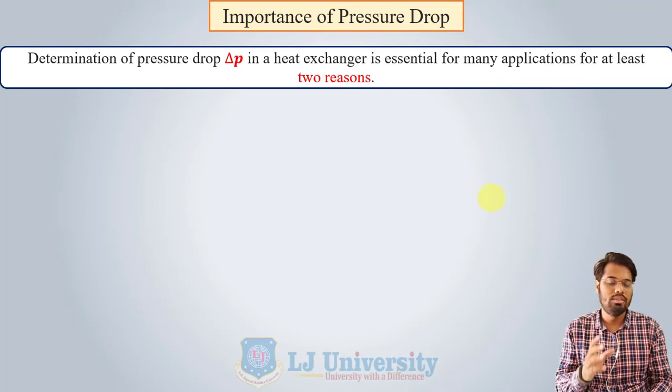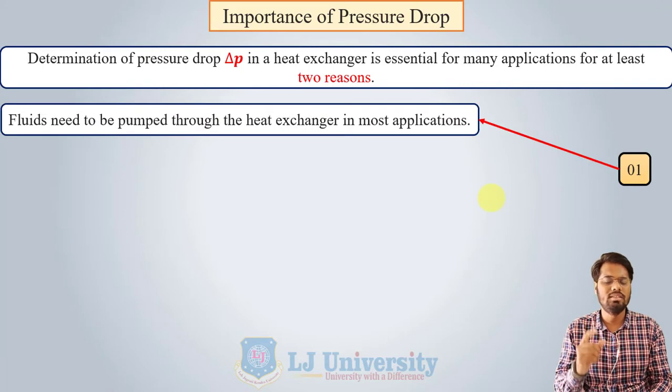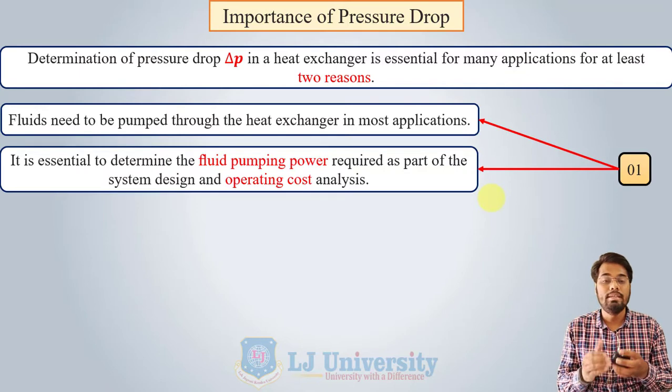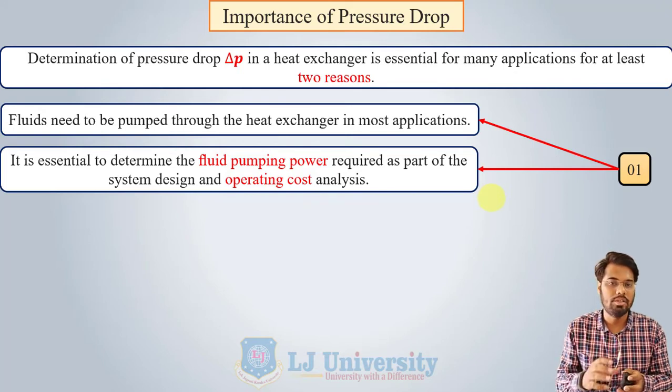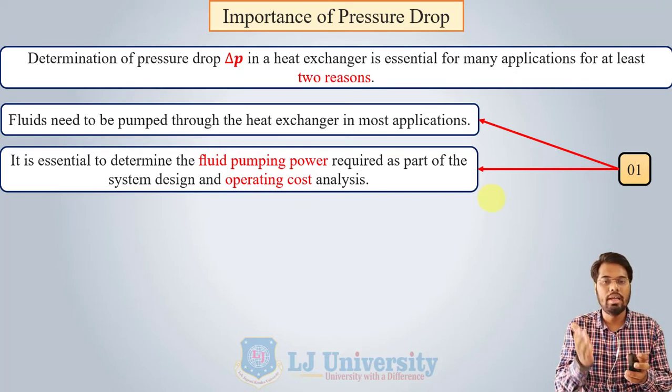There are basically two reasons to find out the pressure drop. First, we know that fluid needs to be pumped through the heat exchanger in most applications. It is essential to determine the fluid pumping power required as a part of the system design and operating cost. As we have seen in our previous lecture on design methodology, the second last stage is cost estimation, that is, the overall cost including capital cost, installation cost and other costs. In that cost, fluid pumping power cost is most important.